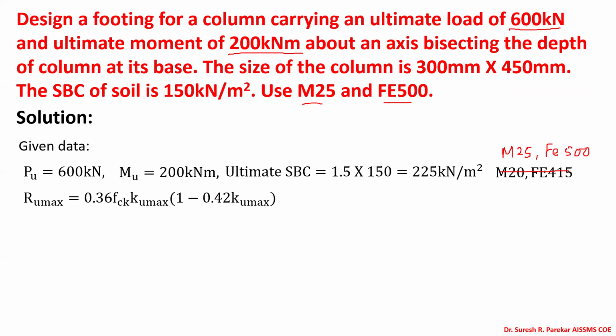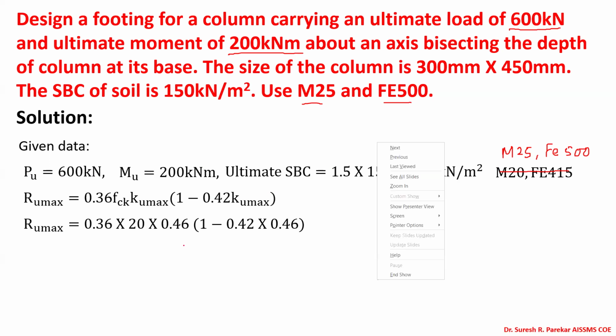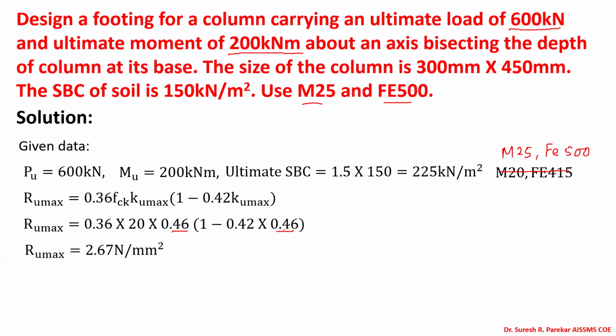Then we have Ru max. So 0.36 fck Xu max by d, into 1 minus 0.42 Xu max by d. So this value is correct. We have used Fe 500, so 0.46. This is also 0.46. From this we will get Ru max as 2.67 Newton per mm square. The steps are the same as for the axially loaded footing.